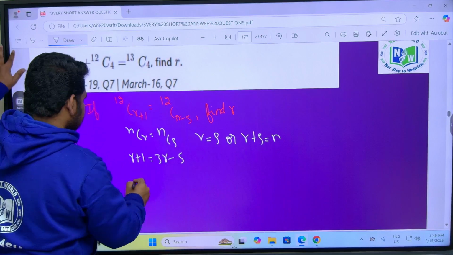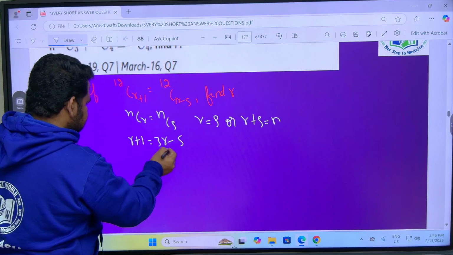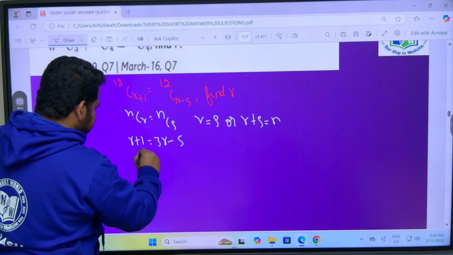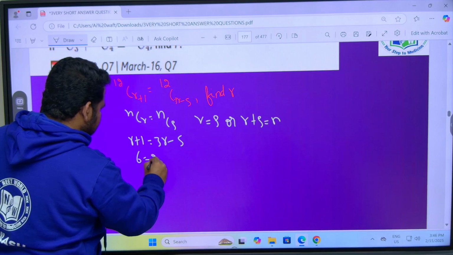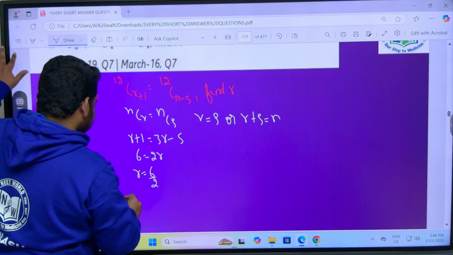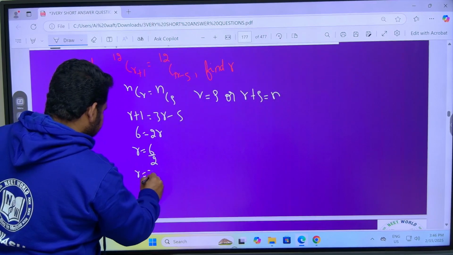If this r goes to that side, this will be 5 plus 1, that is 6. So 3r minus r will be 2r. So r will be equal to 6 by 2, r will be equal to 3.